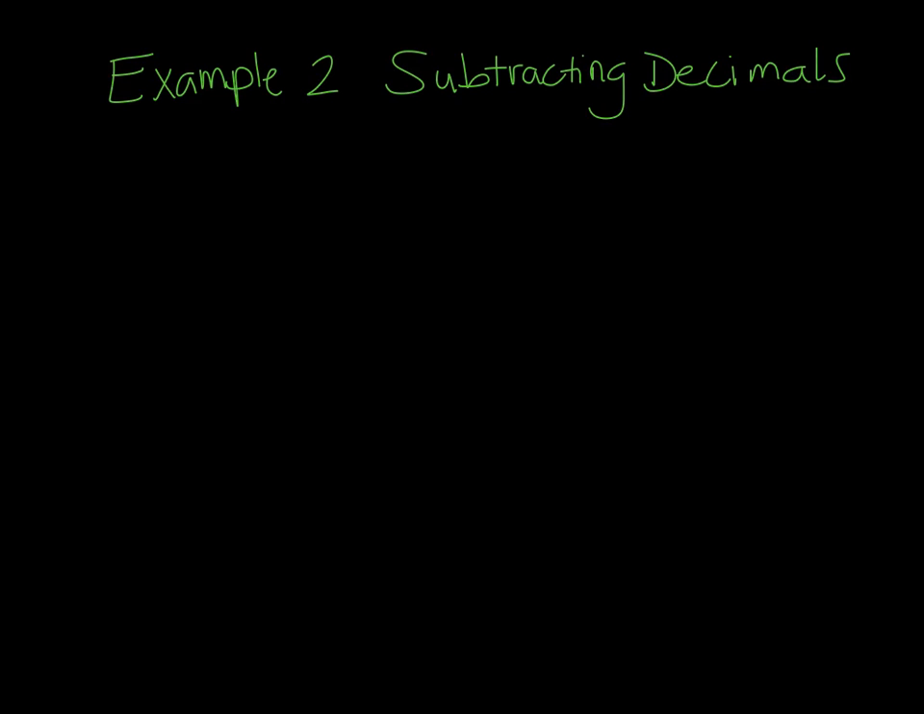Example 2 is subtracting decimals. So we're following those same rules of writing the numbers vertically and lining up the decimal points. Then we bring down the decimal point and now we subtract the whole numbers. Don't forget how to do your borrowing. So we're going to start off with this problem. Our problem is 5 and 508 thousandths minus 3 and 174 thousandths.